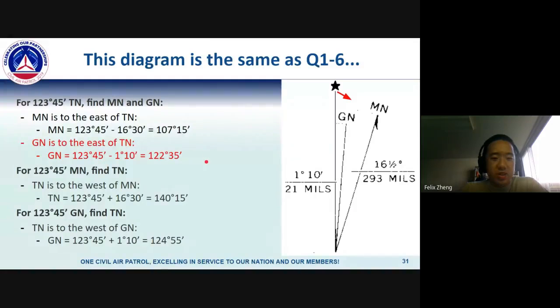Similarly, if we want to find grid north, it is also to the east. So again, east is least, west is best. You're going to subtract the difference of 1 degree, 10 minutes from 123 degrees, 45 minutes.